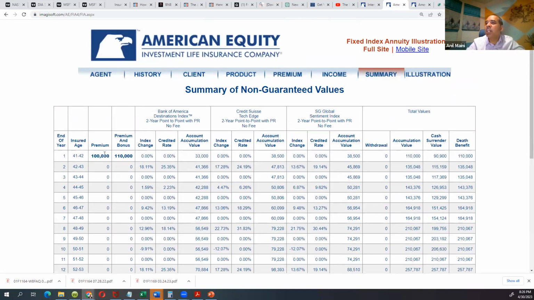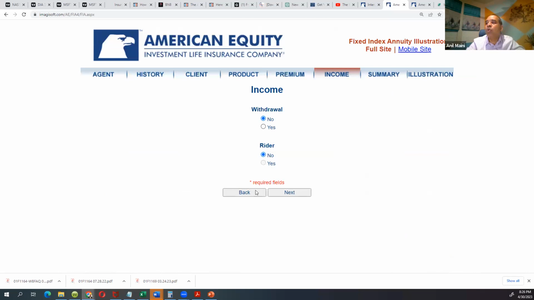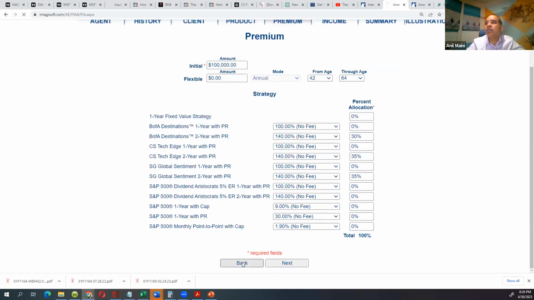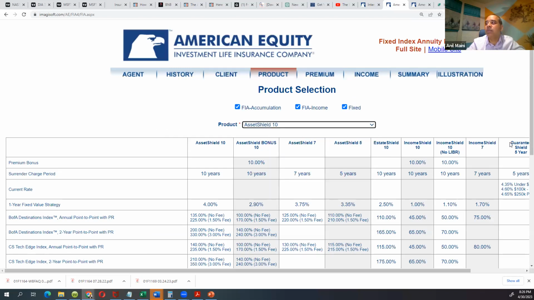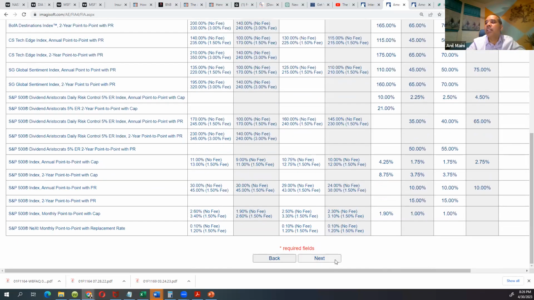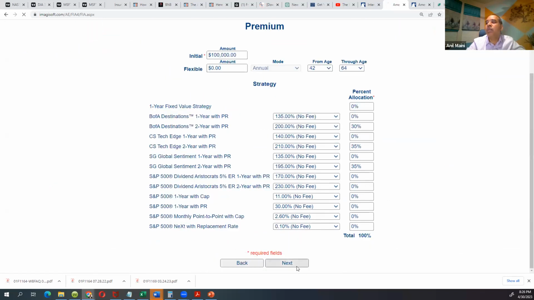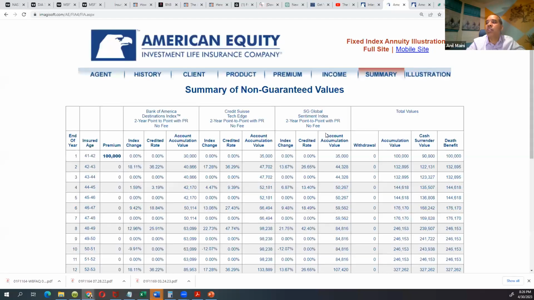Let me show the illustration. Actually, this one is with the initial bonus, so the returns are a little bit less. Let's choose the product without bonus and see once. You will see the difference. So now we will choose the Asset Shield 10 product without bonus, with the same strategy: 30%, 35%, 35%. And this is a very simple screen. There are not too many choices, so it is very easy to run an illustration.